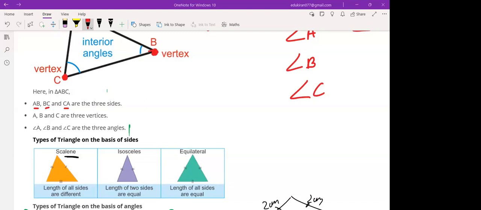Ma'am, should we draw this also, like the types of triangle? Yes. We'll put it here and you will draw it like this and you can see. Okay, ma'am.